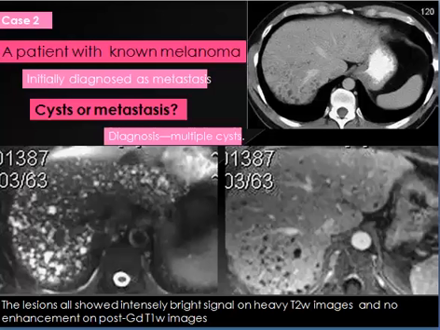Case 2, a patient with known melanoma, initially diagnosed as metastasis. We want to know whether this is biliary hamartomas, cysts, or metastasis, and the diagnosis is multiple cysts. The lesions all show intensely bright signal in heavy T2 weighted images, and no enhancement on post-gadolinium T1 weighted images. So they are not deposits; they are biliary hamartoma or multiple liver cysts.